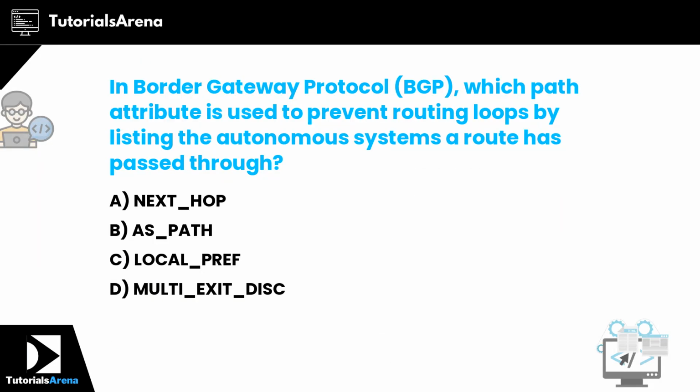In Border Gateway Protocol, BGP, which path attribute is used to prevent routing loops by listing the autonomous systems a route has passed through? The correct answer is option B, AS_path.